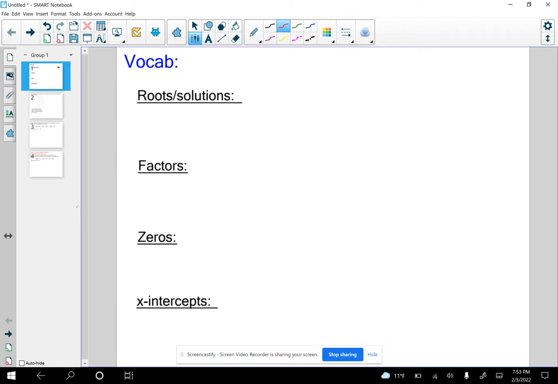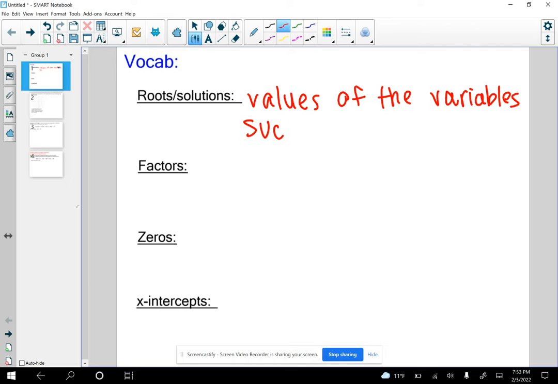So to start this off, roots and solutions are values of the variables such that, not too bad actually, using my finger here, such that the polynomial, I'm just going to say p of x is equal to 0. All right, so the difference between roots and solutions.